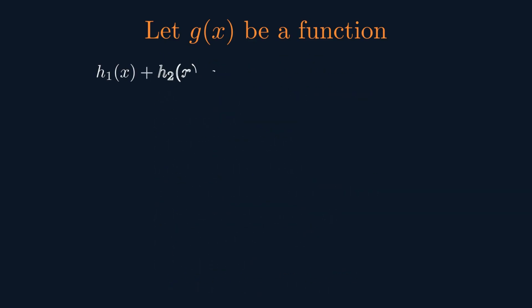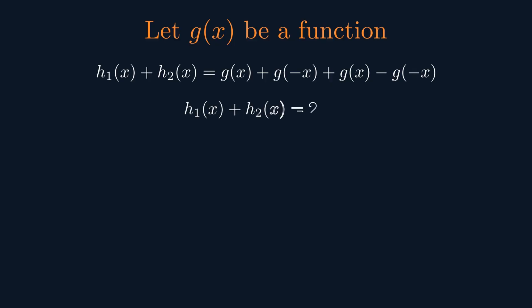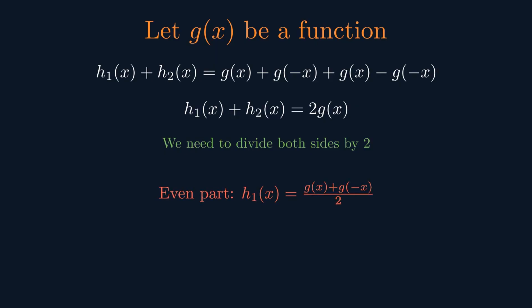The goal here was to split g(x) into two parts whose sum is g(x) itself. By adding h1(x) and h2(x), we obtain 2 times g(x). It is therefore necessary to divide both h1(x) and h2(x) by 2, and we will then obtain the desired functions, the even and odd parts, whose sum is exactly equal to g(x).